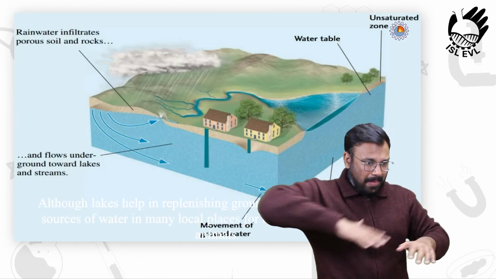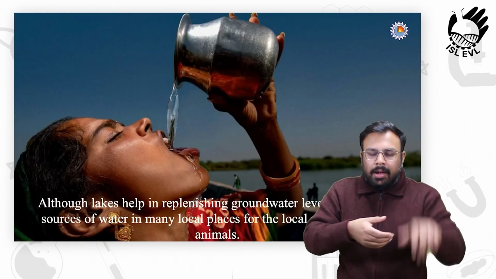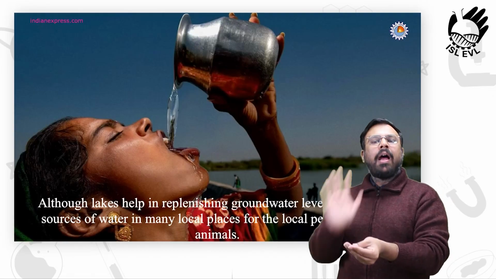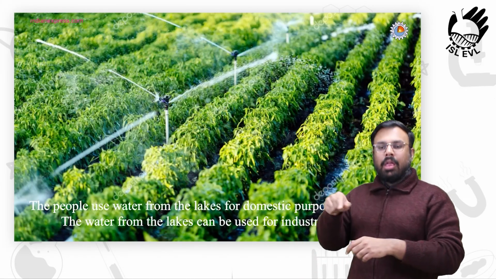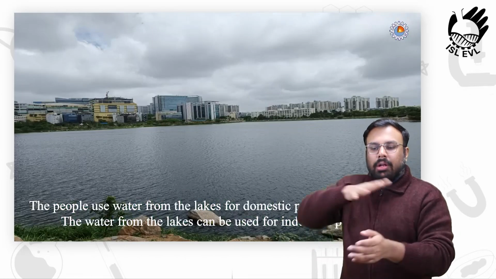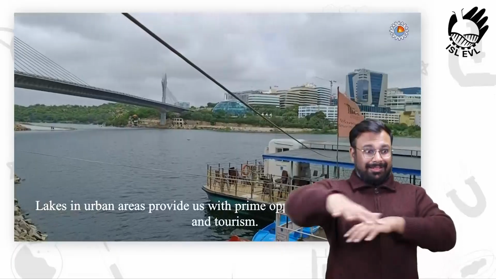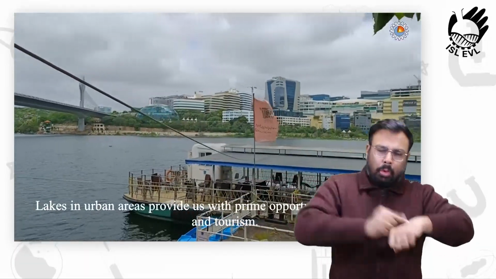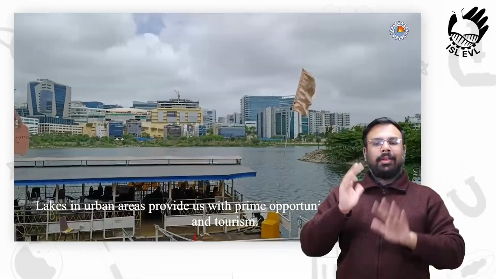Lakes help in replenishing groundwater levels, and they are the sources of water in many places for the local people and even animals. The people use water from the lakes for domestic purposes and irrigation. The water from the lakes may also be used for industrial purposes. Lakes in urban areas provide us with prime opportunities for recreation and tourism.